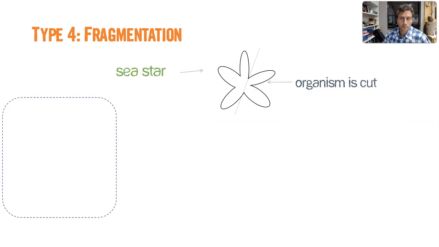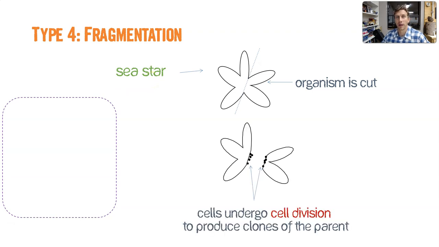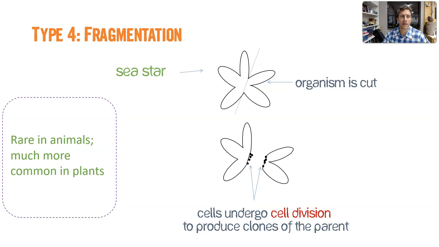So what's an example? A sea star is an example. What is happening? The organism is cut and it does cell division to produce the missing parts, and so you get a clone of the parent. So we're going to get two sea stars that have the same DNA as that. So that is rare in animals, much more common in plants.